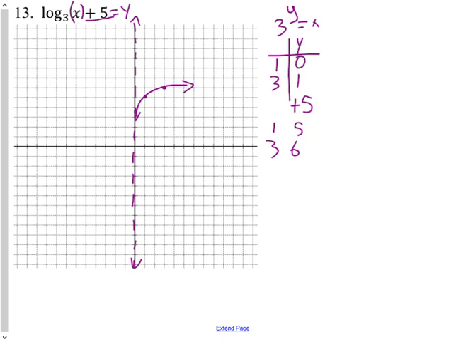And there's my graph. So again, this is the key point to graphing. Give you a couple points and then understand how the transformation is going to move those points.